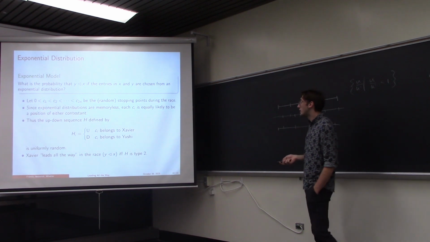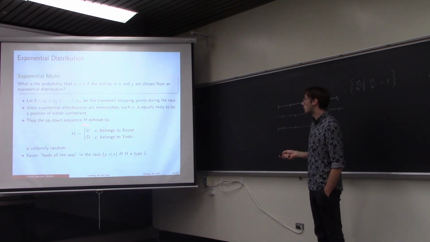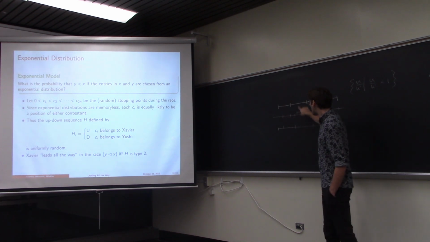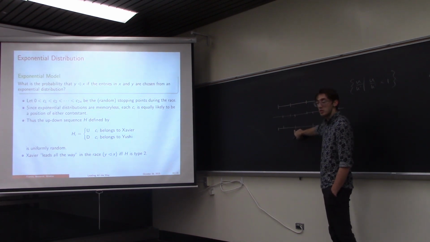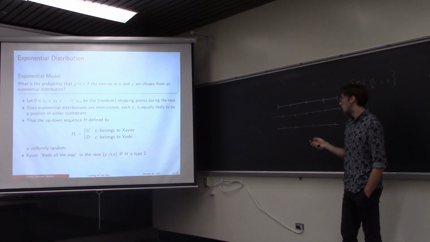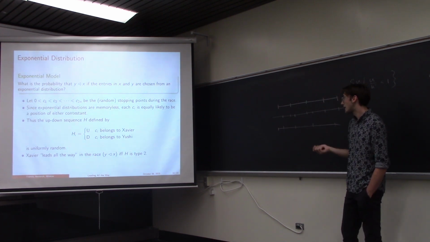So that means that Xavier leads all the way. Once we've defined this up-down sequence, x majorizes y if h is type 2. So this sequence is ups and downs, up if it corresponds to this one, down if it corresponds to this one. And we want Xavier to win, so h has to be type 2.